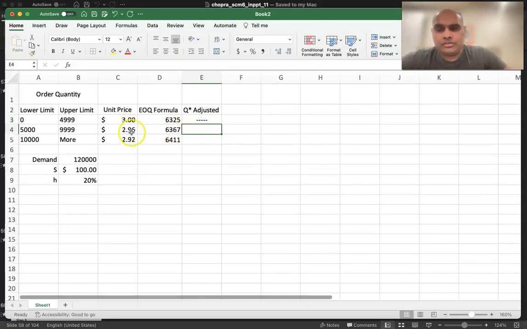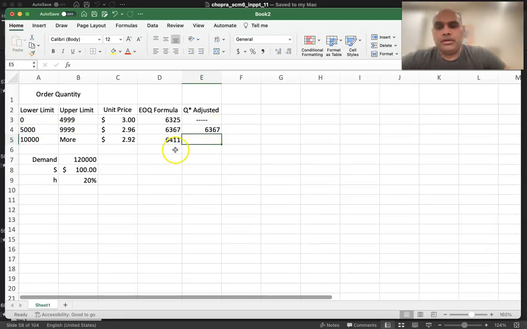Now, if the unit price is $2.96, the optimal order quantity is 6,367. That is smack dab in the middle of this range between 5,000 and 9,999, right? It's right within the range. If that's the case, then the adjusted value of Q star is the same as the original value of Q star. Because it is within the range, you can retain the number.